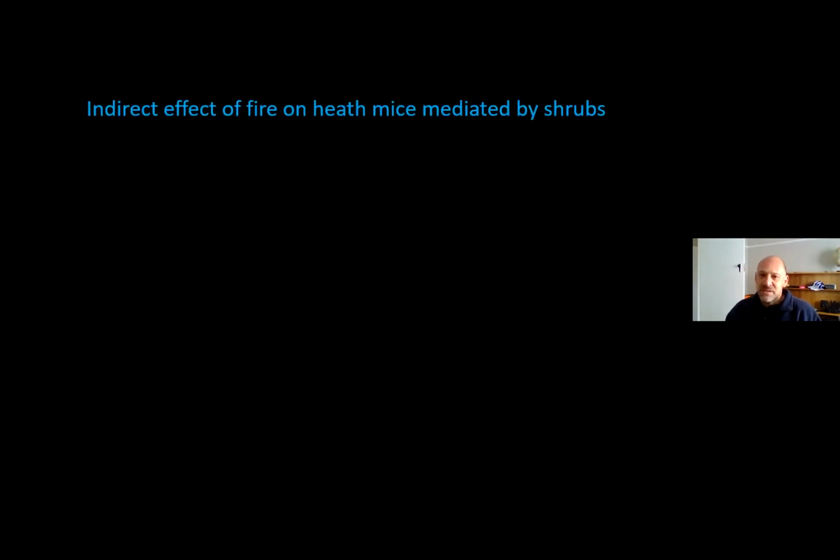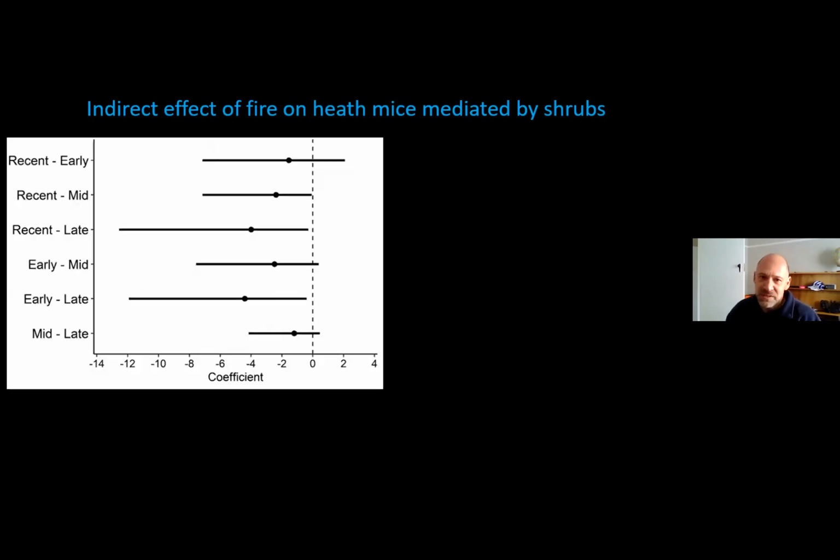It turns out that there's a secondary analysis that we can do to determine if this indirect relationship is statistically detectable. That's called mediation analysis, and the results look like this. What we have on the y-axis are age class contrasts: recent versus early, recent versus mid, recent versus late, etc. On the x-axis is essentially an effect size measure. The black dots represent point estimates of the effect, and the black lines represent 95% confidence limits.